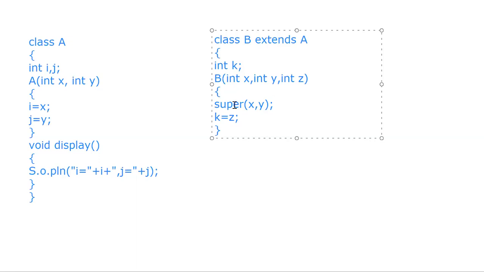So I'll pass these two parameters X and Y. It can be done using super, or you can rewrite the code again. The preferable one is using super. Since inheritance is used to reduce the code usage, make sure you practice use of super.